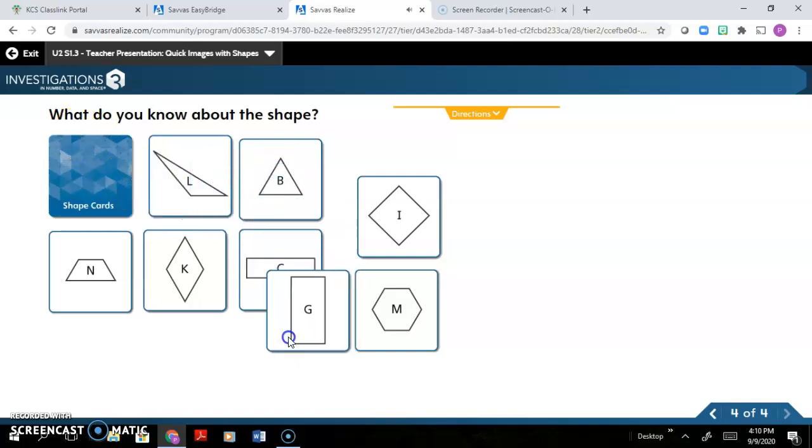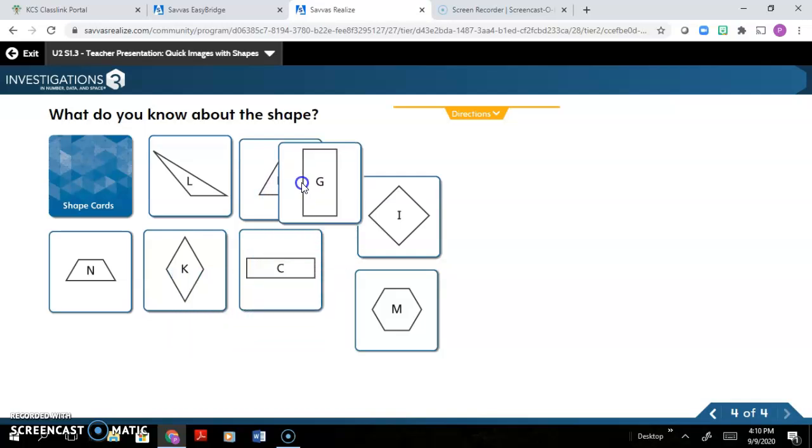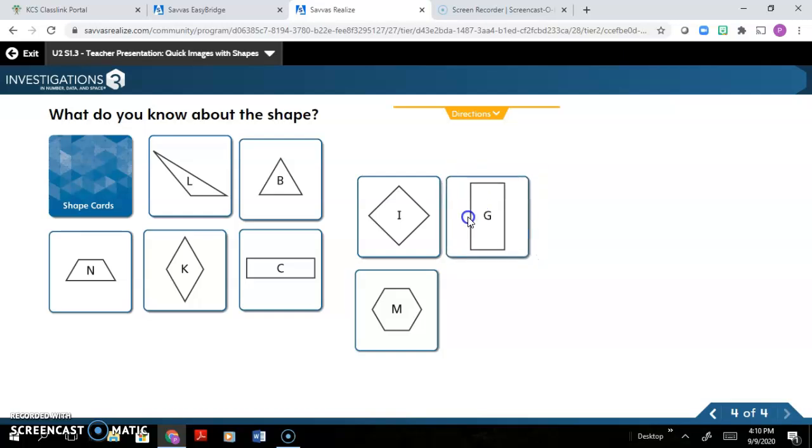Okay, this is called a, see, we can move it. This is also called a rectangle. It has 4 sides and it has 4 points.